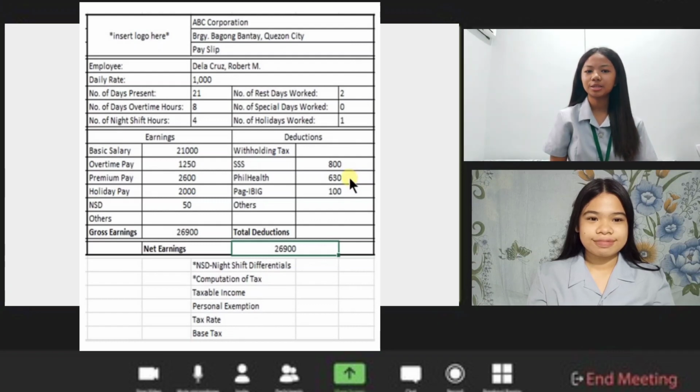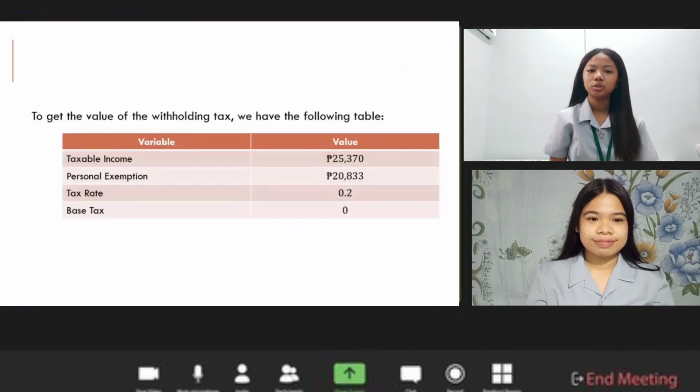So the next part is to compute for the withholding tax. To get the value of the withholding tax, we have the following table. To get the taxable income, you subtract the contributions, which are the SSS, PhilHealth, Pag-ibig, and the sum of that, from the gross earnings. So we can get that the taxable income is 25,370 pesos.